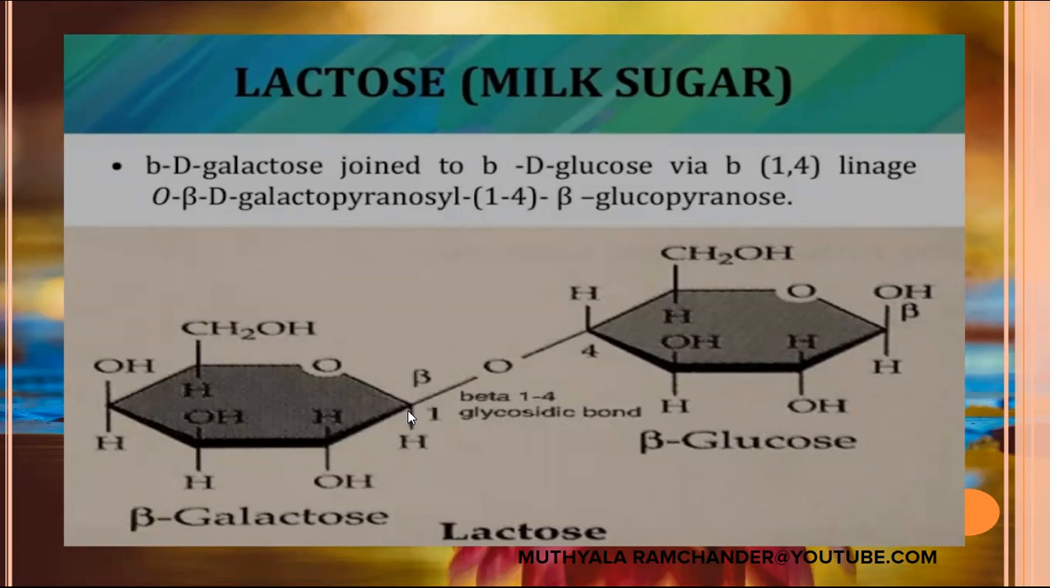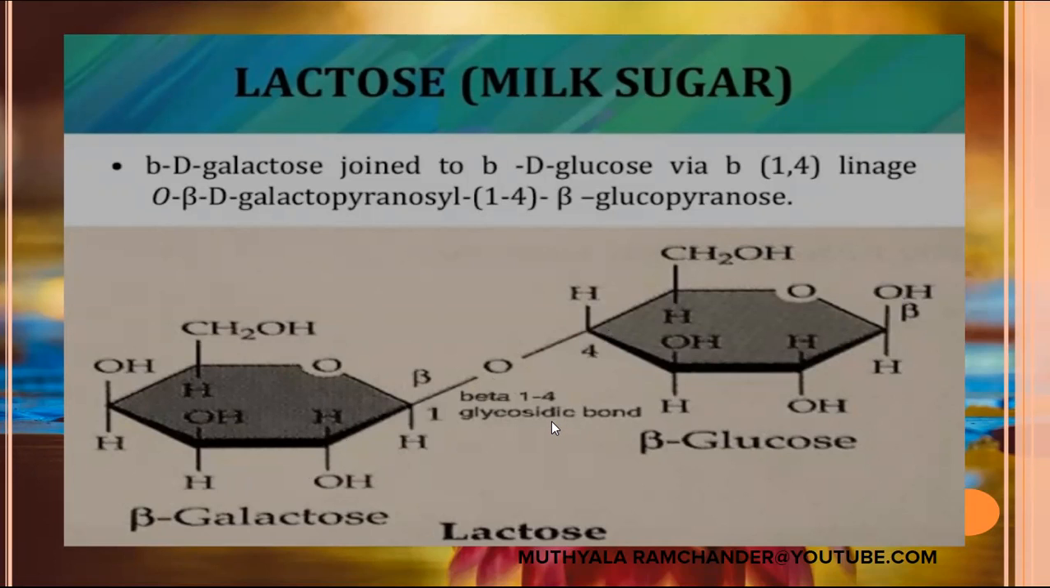On the first carbon, it is linked with the fourth carbon of another glucose molecule. That glucose is also beta, with its hydroxyl group above the ring. Beta glucose is linked with beta galactose by a 1,4 glycosidic bond, a beta 1,4 glycosidic linkage. It is one type of disaccharide.